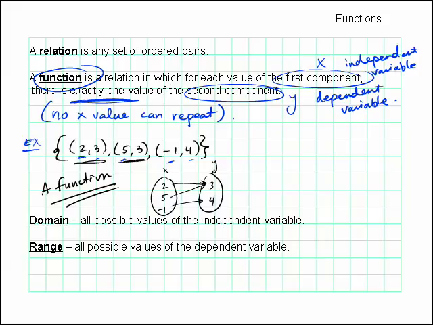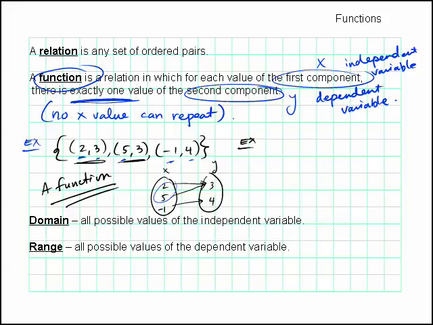Notice I have two different x values, the 2 and the 5, and they're going to a single y value. That is okay. You just can't have a single x value going to two different y values. Here's an example of that.